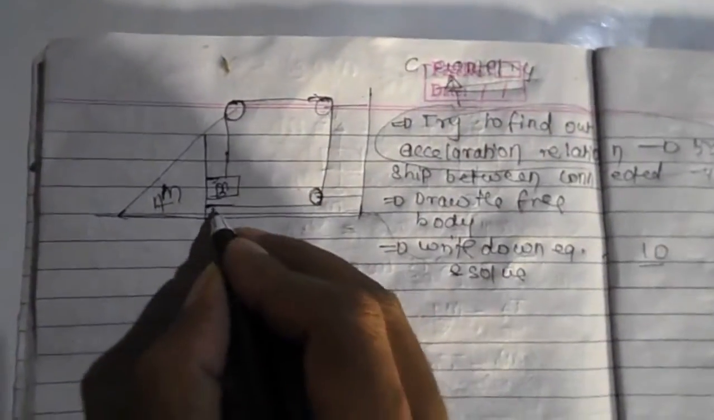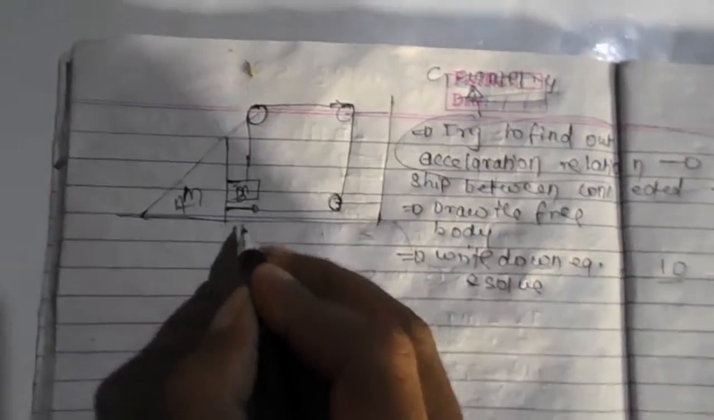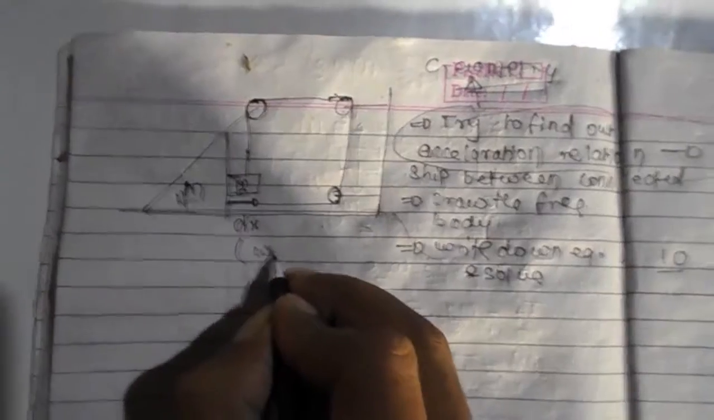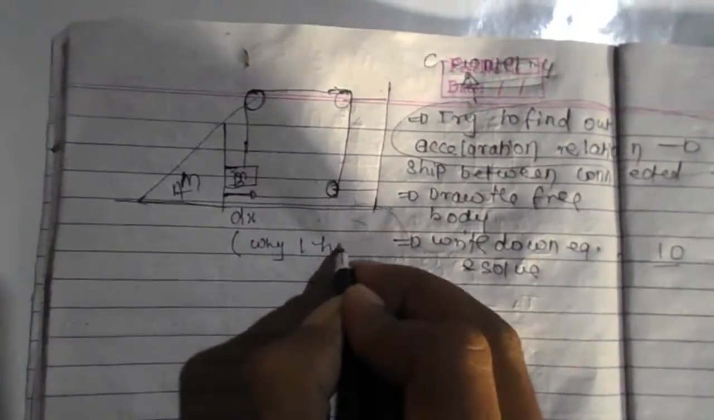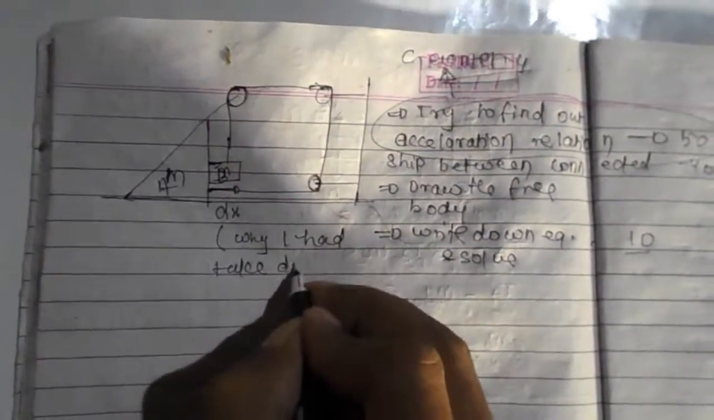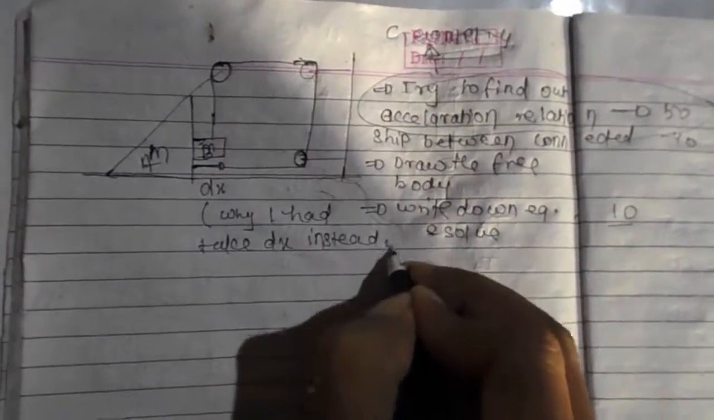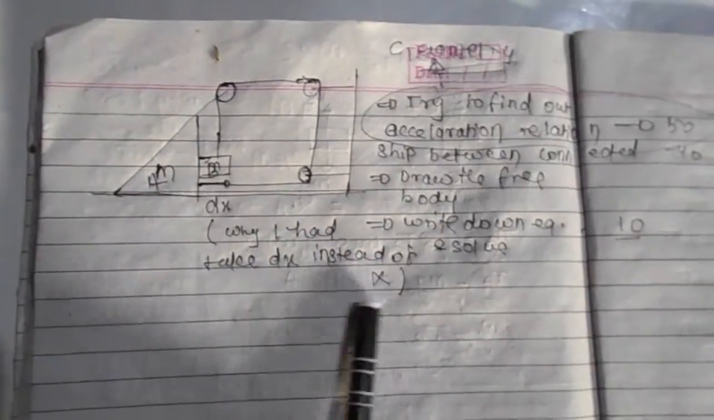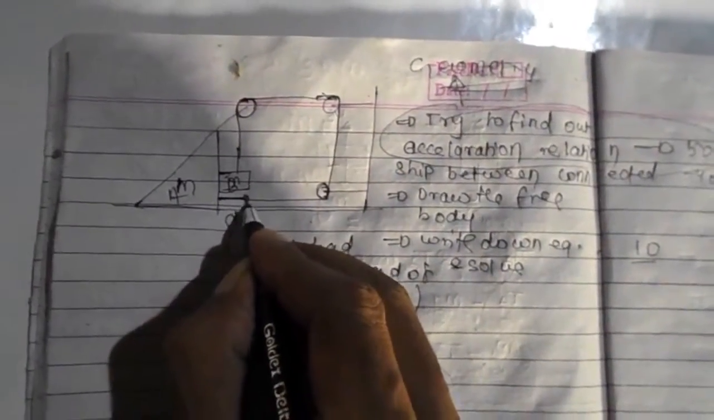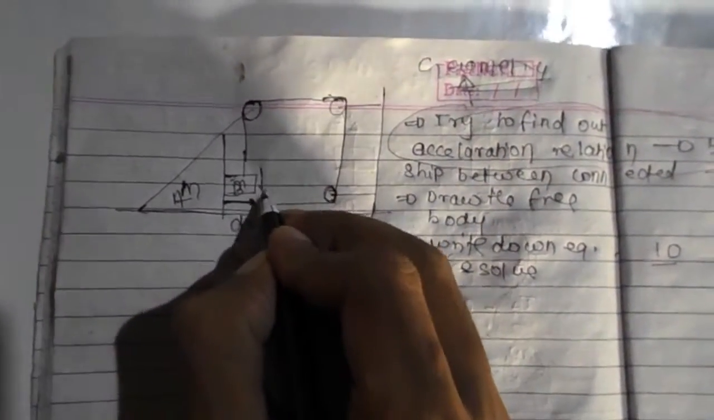So let's suppose this has moved by amount dx. Why have I taken dx instead of x? You should think about it. Why have I taken dx instead of x? So this moves by amount dx. And let's suppose this comes down by amount dy.